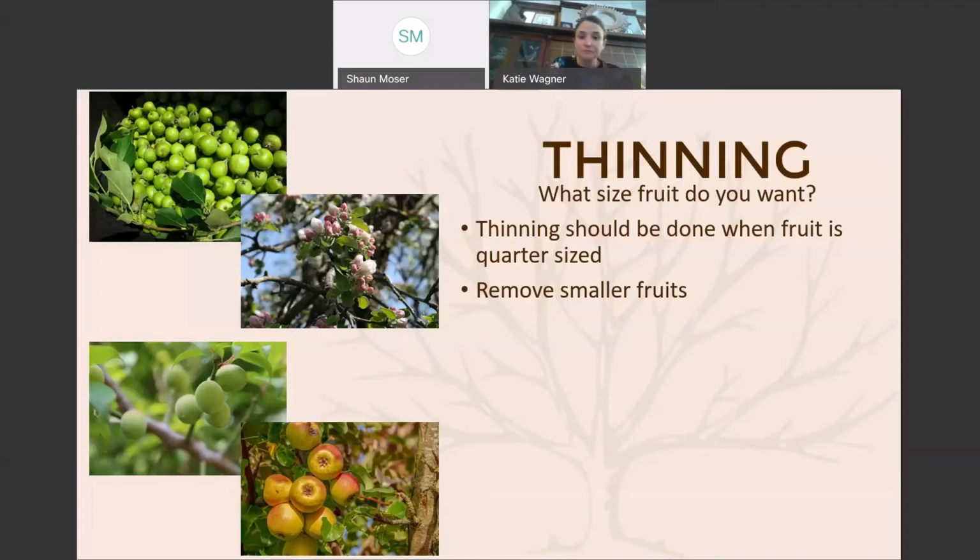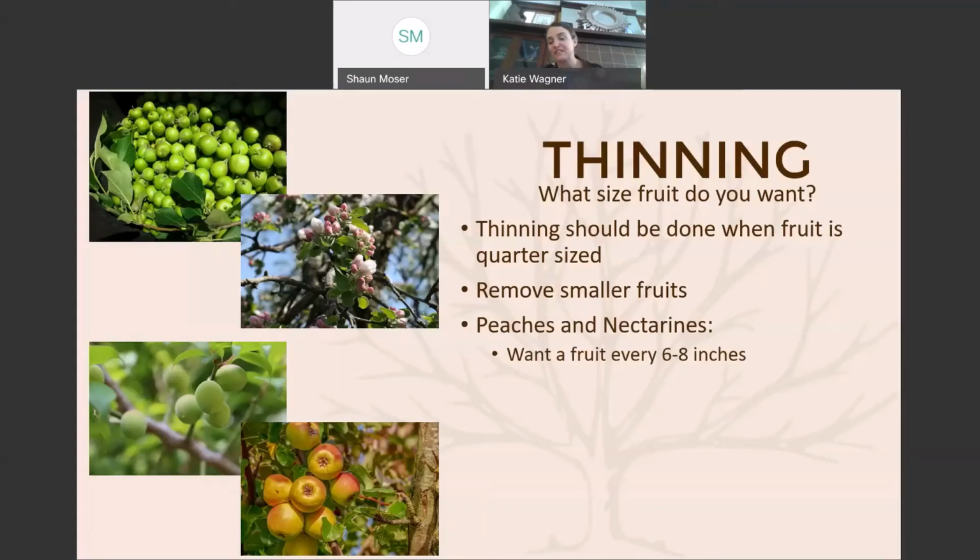Okay, so with peaches and nectarines, we want fruit every about 6 to 8 inches. Again, you don't want those peaches and nectarines touching one another. And remember what those bud formations look like. You remember how you had your 2 exterior fruiting buds, and then you had your single longer leaf bud in between. You are very likely going to have to take off one of those peaches or nectarines. You would not want to leave both of them, or you would for sure have fruit that were touching. It's also just too heavy. It's too much weight.